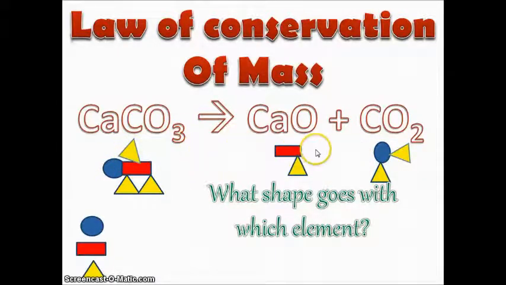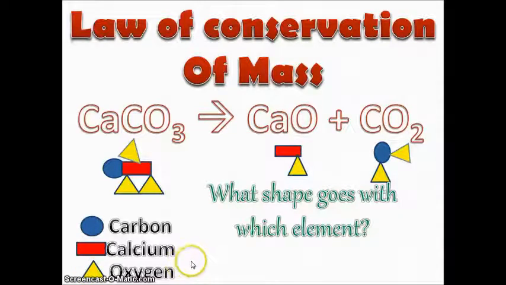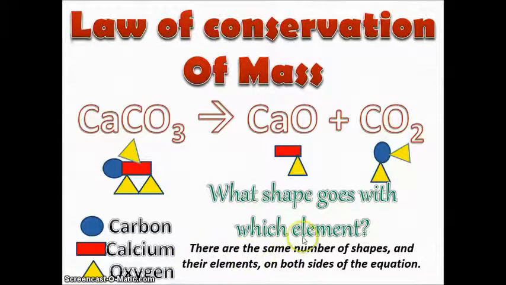Make sure that not only the number but the type of shape are the same. In this case, the circle represents the carbon, the rectangle represents the calcium, and the triangle represents the oxygen. And they're the same number and types of shapes on both sides.